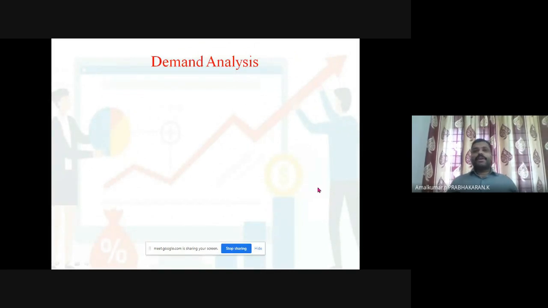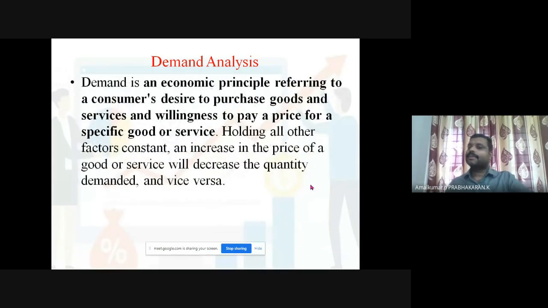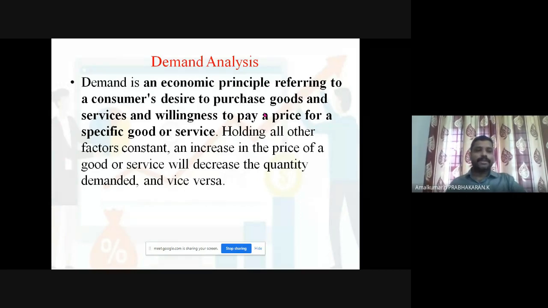Then we move on to the important area, that is demand analysis. What is demand? Demand is an economic principle referring to a consumer's desire to purchase goods and services, and a willingness to pay a price for a specific good or service.